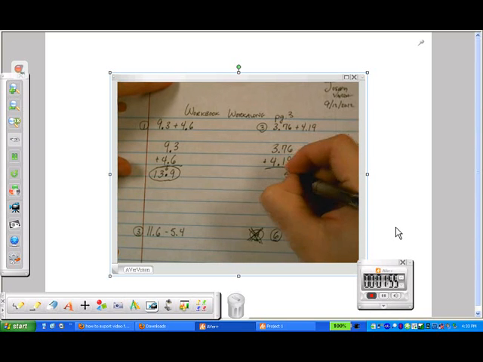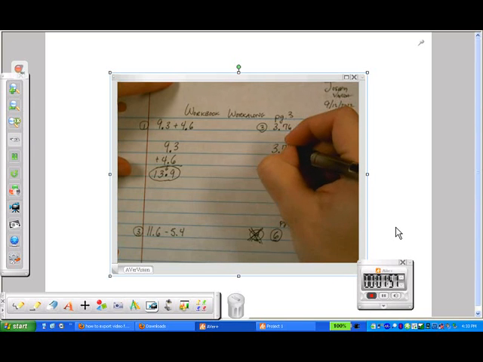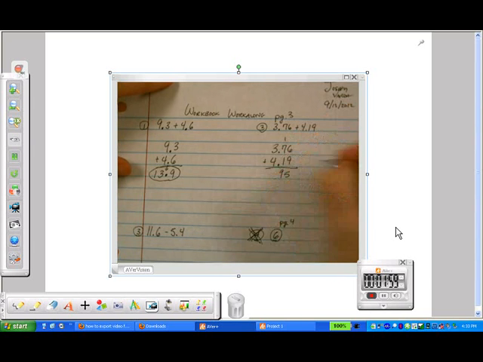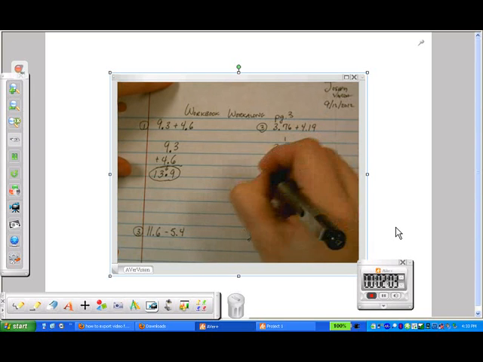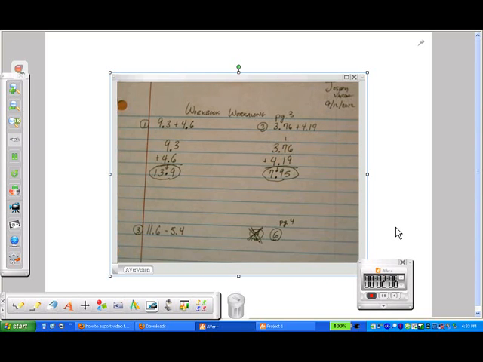6 and 9, 15, 1, 7, and 1. That's 9, 3 and 4. That's 7. Drop our decimal point down. So we should have 7 and 95 hundredths. Check yours. If you do, give yourself a pat on the back. If not, I want you to fix it so that way you can see the mistake you made. So fix it as we go if you missed it.